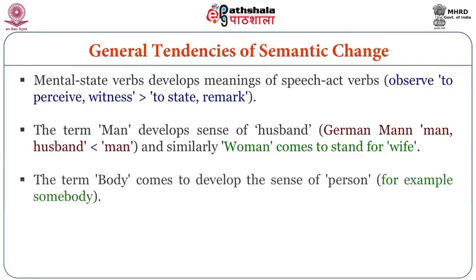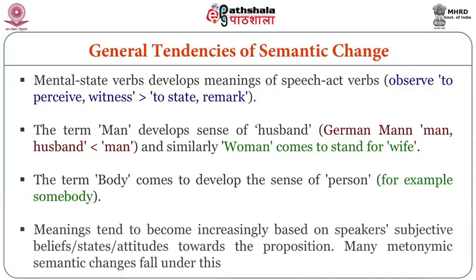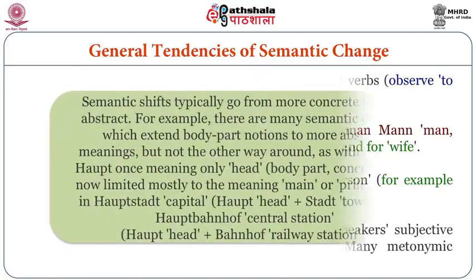Man and woman, they are man and woman, means husband and wife. The term body comes to develop the sense of person, like somebody. Meanings tend to become increasingly based on the speaker's subjective beliefs or state or attitude towards the proposition. Many metonymic semantic changes fall under this.